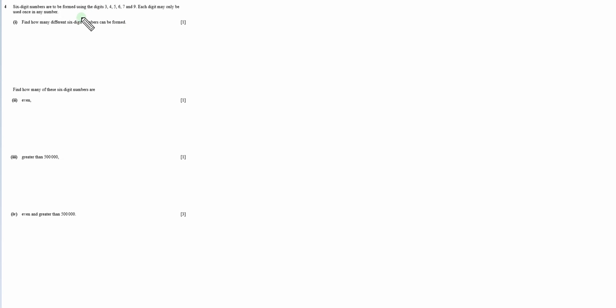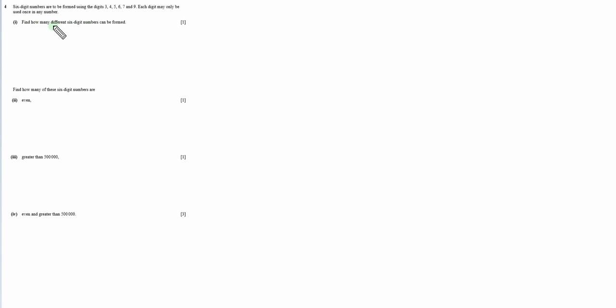Now let's look at this question here. It's regarding permutation and combination. First thing you have to do is to find out whether it's a combination or a permutation question. Now, arranging 6 numbers at different positions in a row to form the numbers is a permutation question.